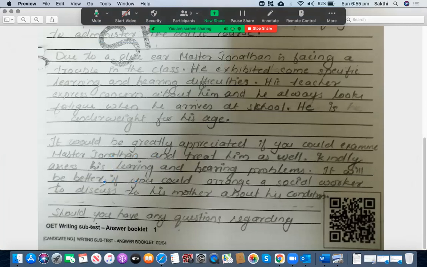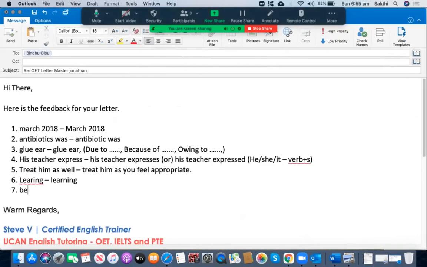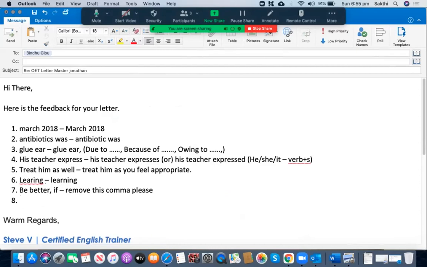It'll be better if you could. Okay, again, as I mentioned, a comma should not be placed between the two parts of the same sentence if you write "if" in the second part. So you should have used "if you could" in the beginning, then you can place a comma. So this comma needs to be removed. And then there is another issue as well.